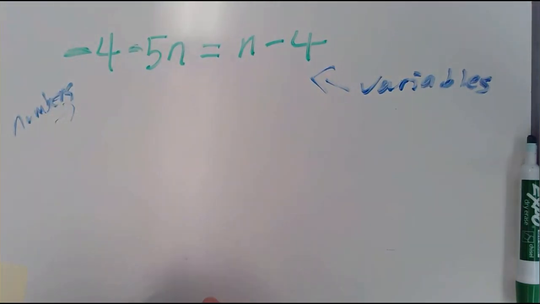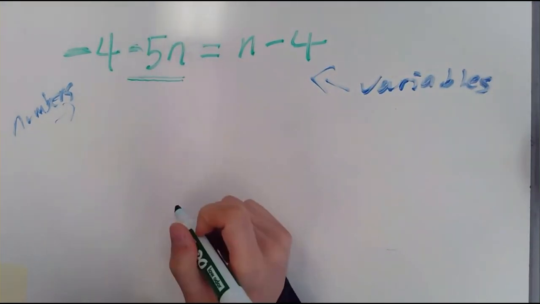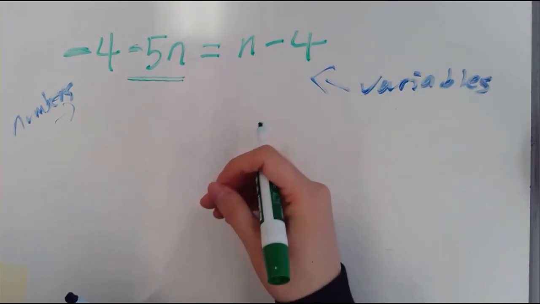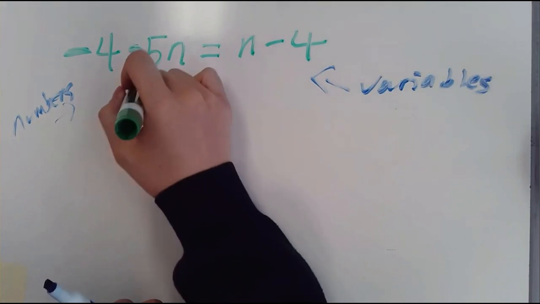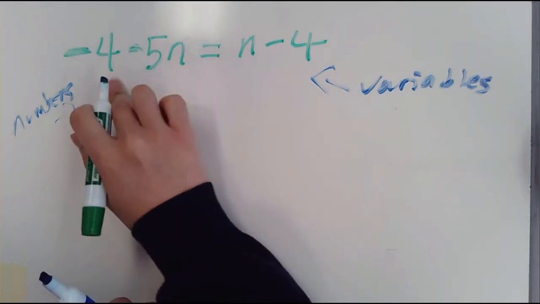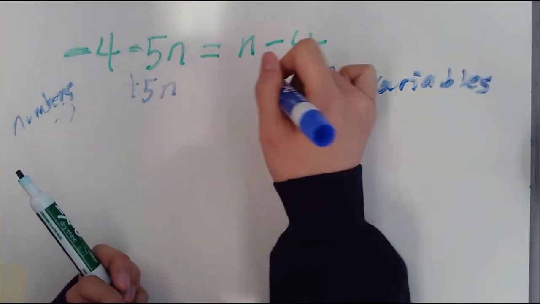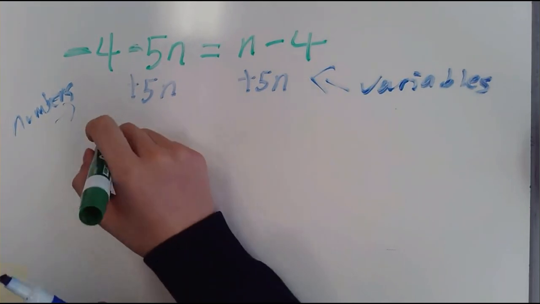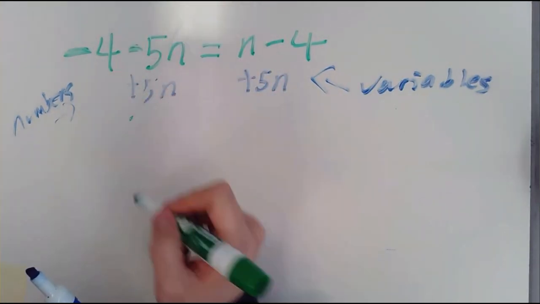So then I will have to move this minus 5n. And I can get rid of this minus 5n by doing the opposite of minus 5n, which is plus 5n. So I'm going to do plus 5n to both sides. Then on the left side, minus 5n and plus 5n will be cancelled out.